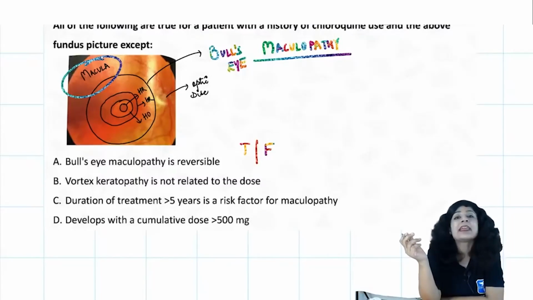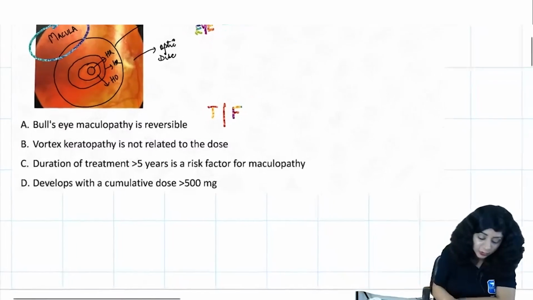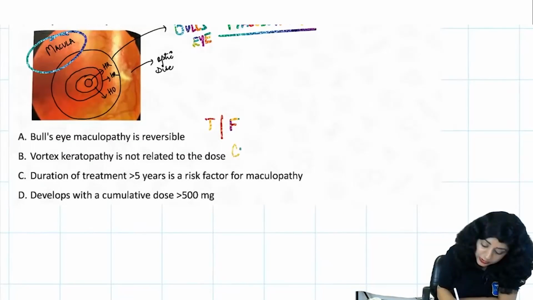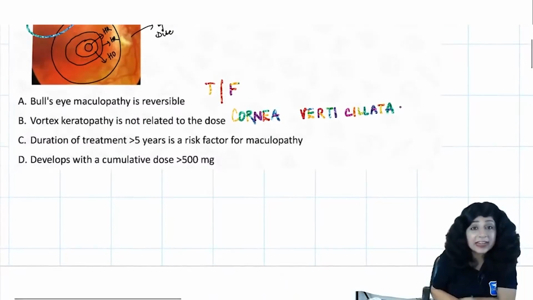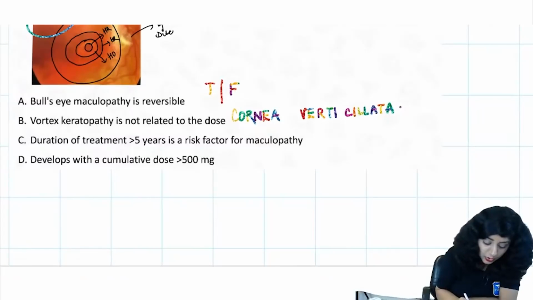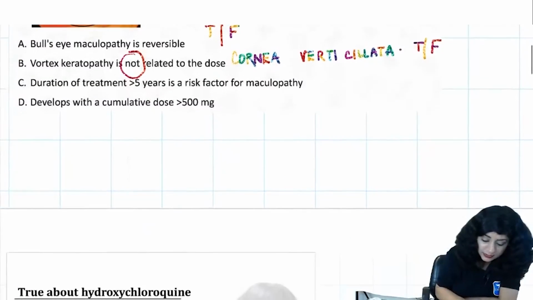Then vortex keratopathy, which is also called cornea verticillata. Is it related to the dose or not? It is not related to the dose. Is it true or false?